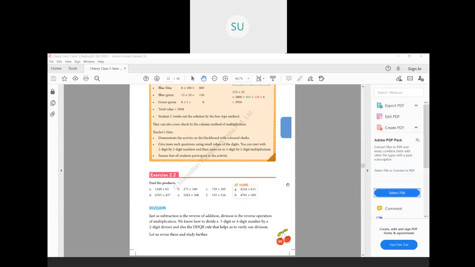The last two questions they have given, G and H, they have given it for at home, means you have to do it for homework. So complete all these questions which I have done in your books and then solve these two for your homework, that is G and H. Solve these questions for your homework and I'll give you the answers for these in the next class.